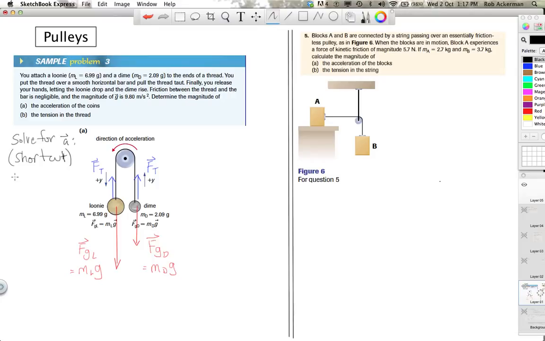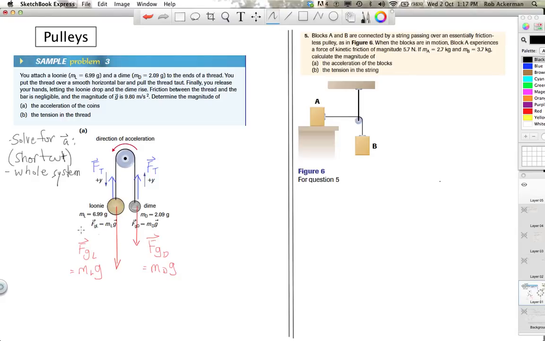If you look at the whole system, in other words, look at this as one object. What direction is it going? It's going down on the left side. When we look at it as a whole system, we realize it's the battle here between the two gravity forces that's leading to the motion. The reason the loonie goes down and the dime goes up is that the loonie is heavier.